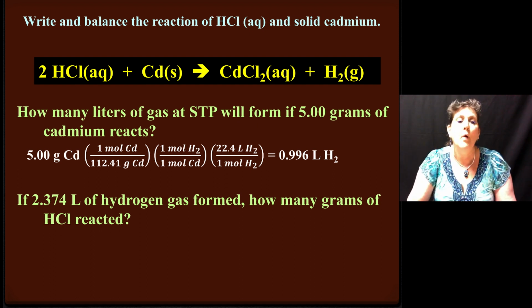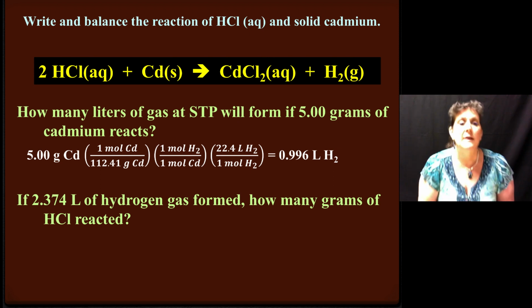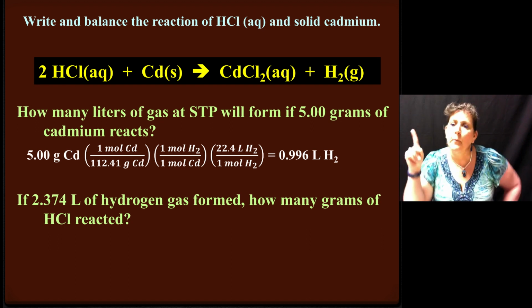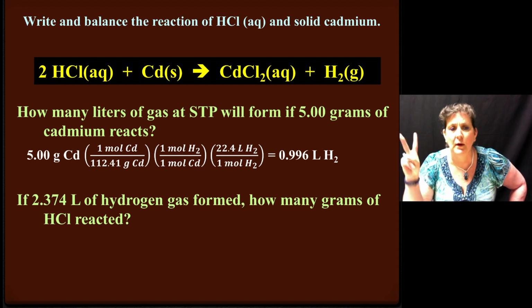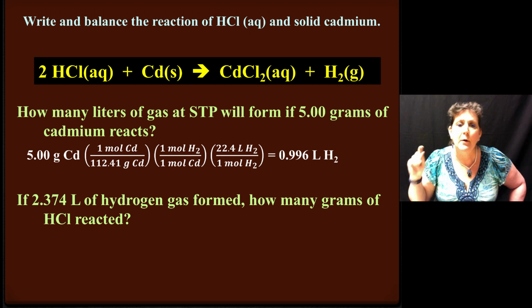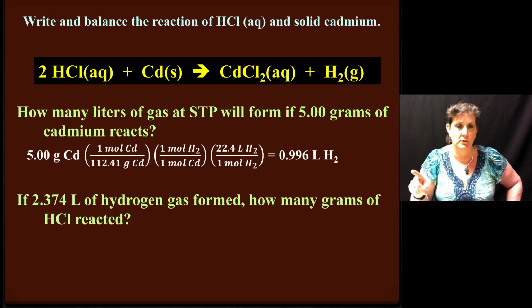All right, I want you to look at the next question. If 2.374 liters of hydrogen gas formed, so we got hydrogen gas again, how many grams of HCl reacted? We got HCl. We got 2 chemicals. We got a balanced reaction. We have a question. I want you to pause and try to work this one out on your own.